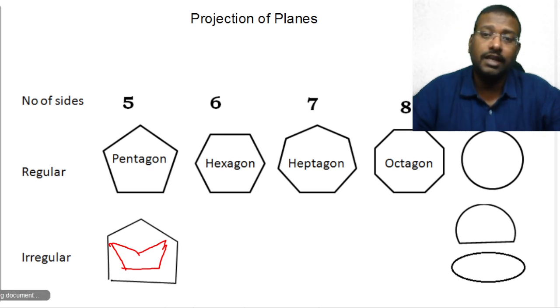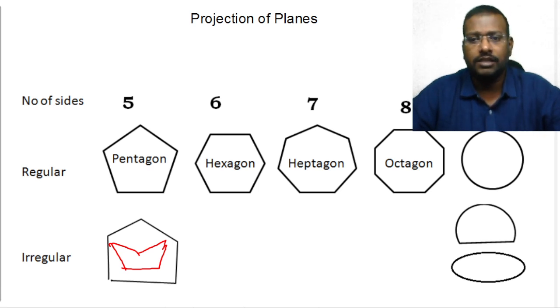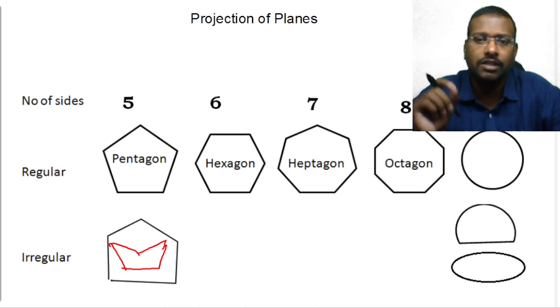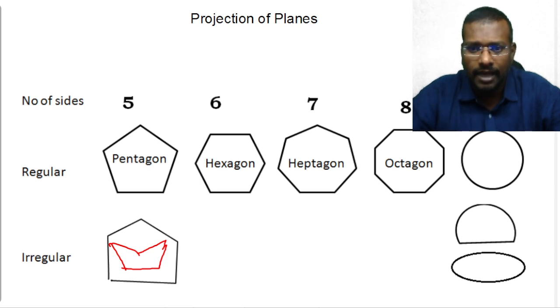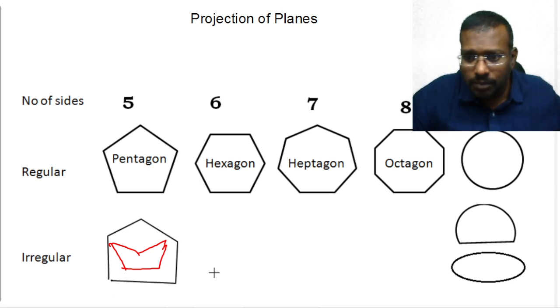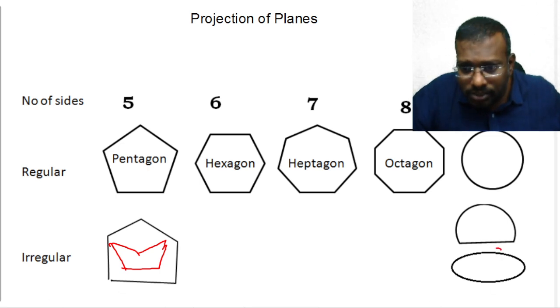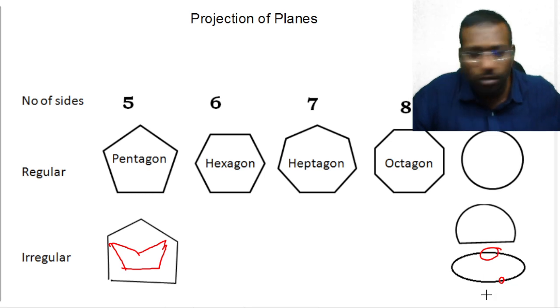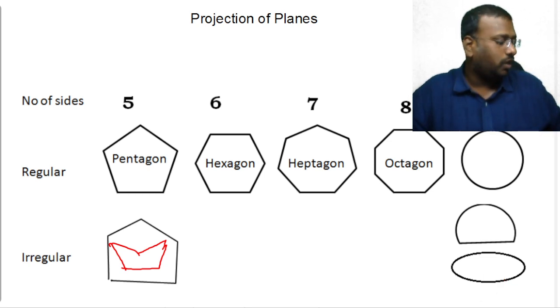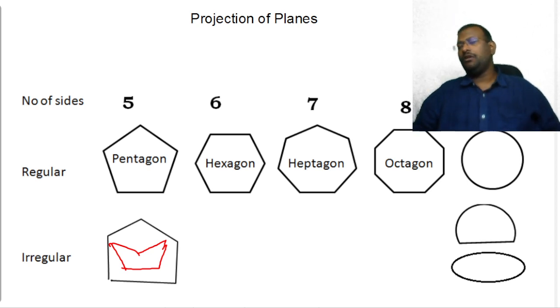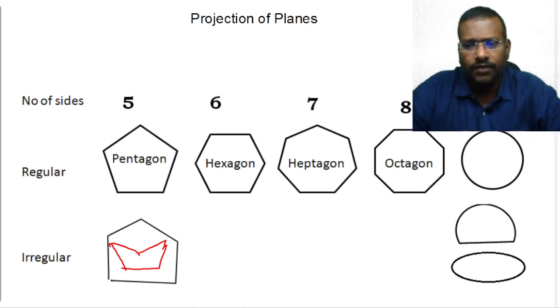What about the other one, sir? Ellipse. Here a few lengths are longer straight lines, a few are smaller lengths. Even in this diagram, if you observe this part, you get a straight line here, whereas here also you get another straight line. Here the straight line length is more, here the straight line length is less, so it is an irregular polygon.